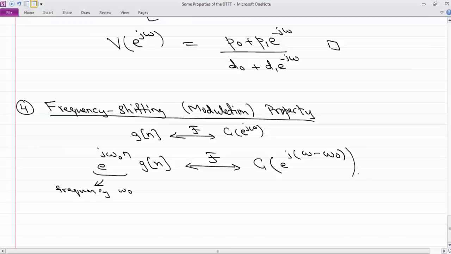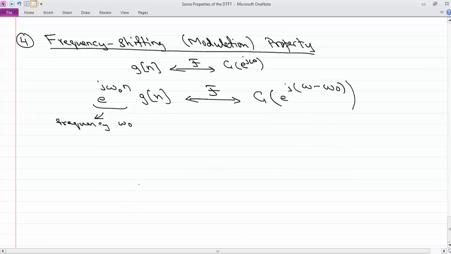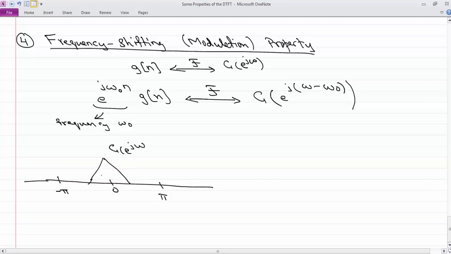And this is an extremely important property used in, for example, communication systems. So here is an example of that. Let's say that you have a signal. I'm only going to focus on parts of the equation. So you have minus pi to pi. Here is 0. And this is what your Fourier transform looks like, g of e to the j omega.